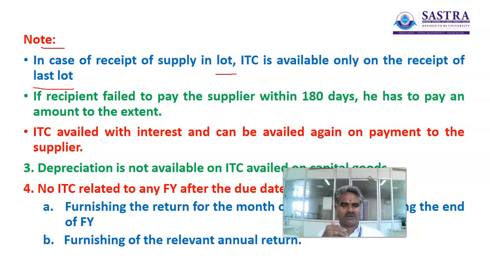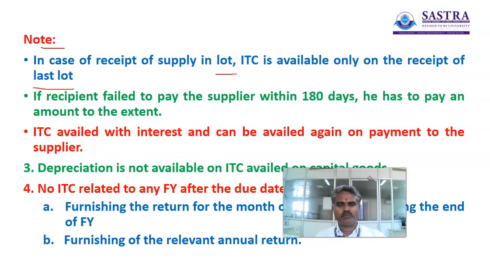But they said, sir, now we have only 10 TVs. We'll send them immediately, then after 3 months we'll send the remaining TVs to you. When they send the remaining 90 TVs, on that day only the ITC is credited in your account. So when you receive the last lot and the lot is complete, at that time only you have to claim.